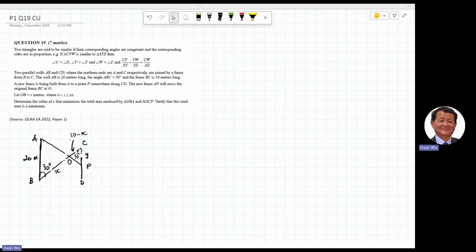Today we're going to discuss question 19 on QCAA External Assessment 2022, Paper 1. It is a complex familiar question involving simultaneous equations and similar triangles. So let's have a look at the question.